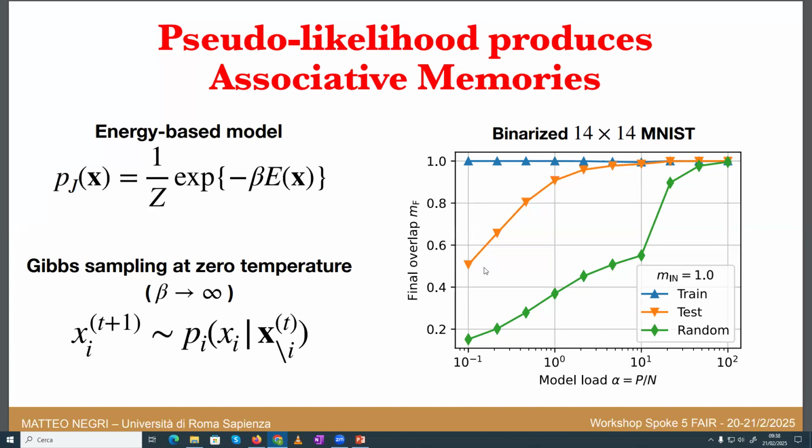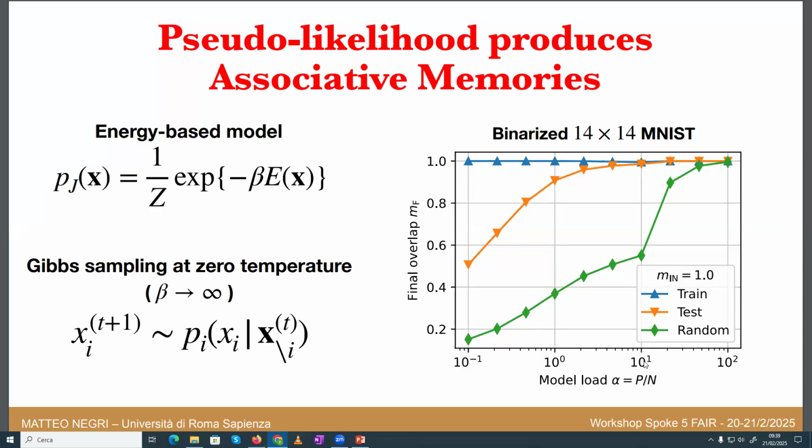But also test data, again, data that the network never showed before, become fixed points of the network. And the random data is just a check, because if random is stable, then everything is stable and there's nothing interesting happening. So as long as the red curve, the green curve is not 1, interesting things are happening.